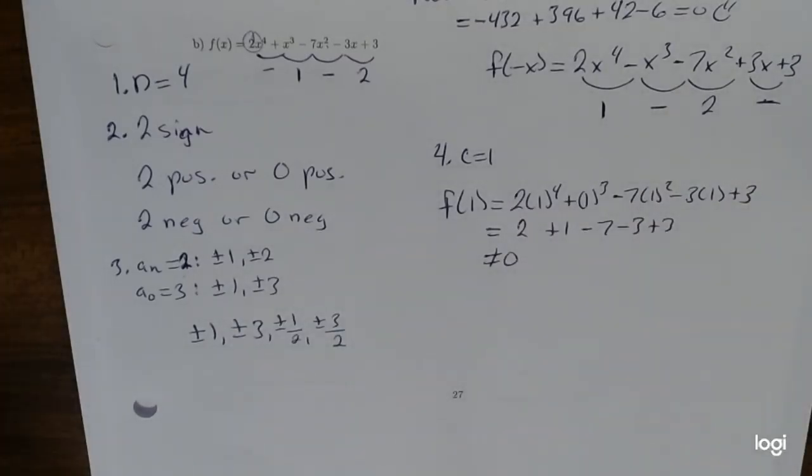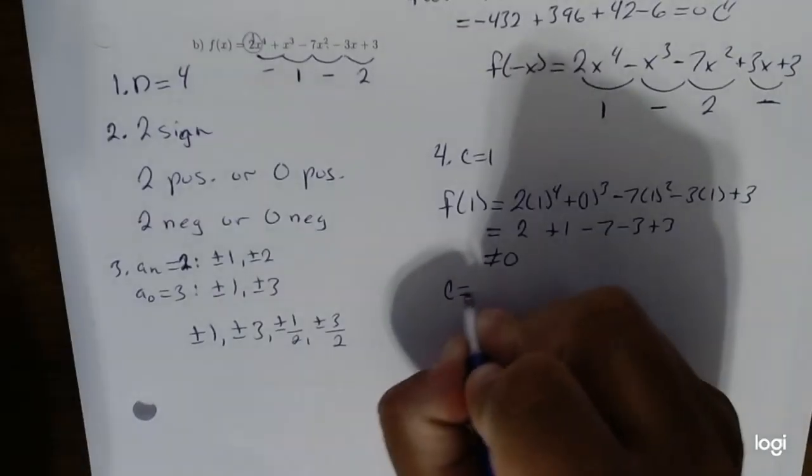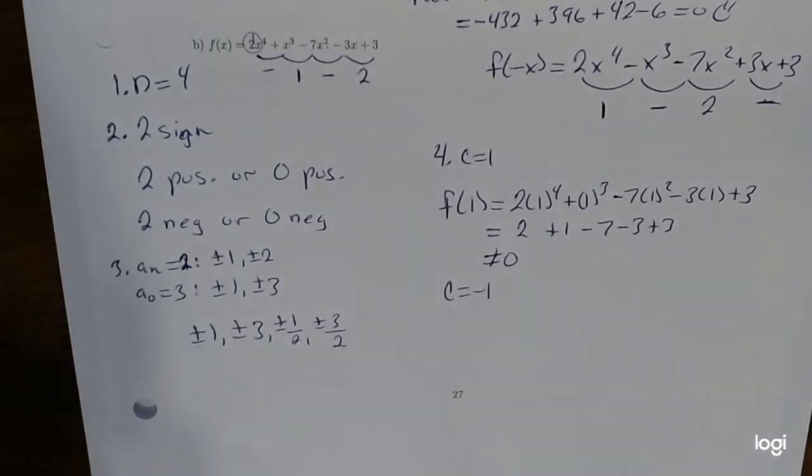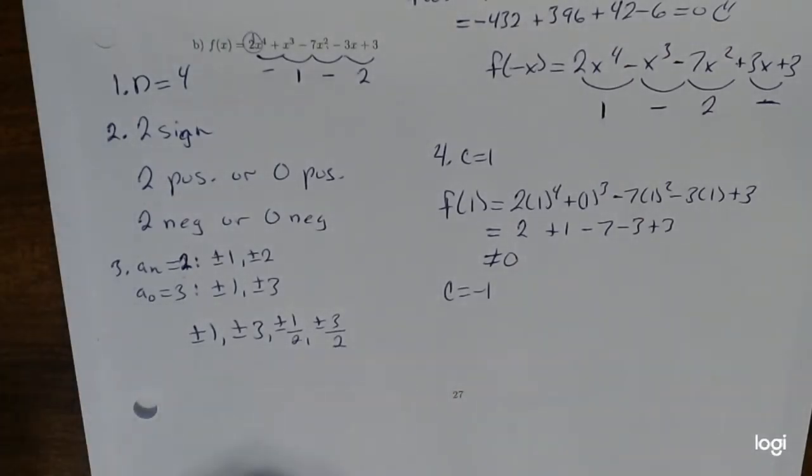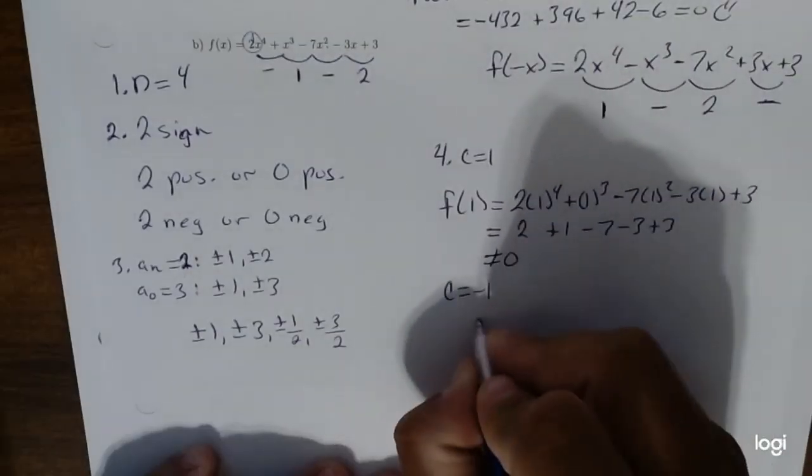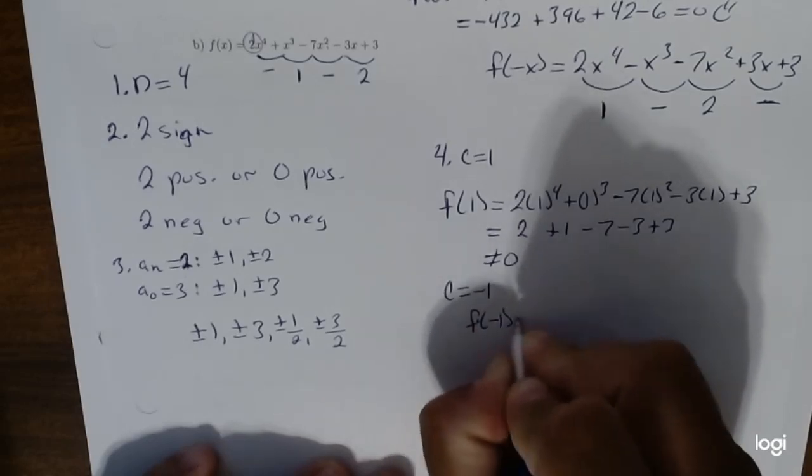Well, let's see. What else do you guys want to try? Negative 1? Let's try to get a negative 1, right? Get rid of all the ones to begin with. So let's plug in negative 1 into our function. For time's sake, I'll just quickly do this.